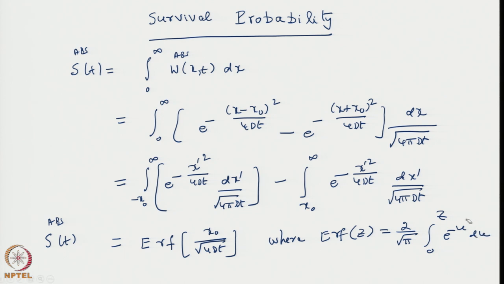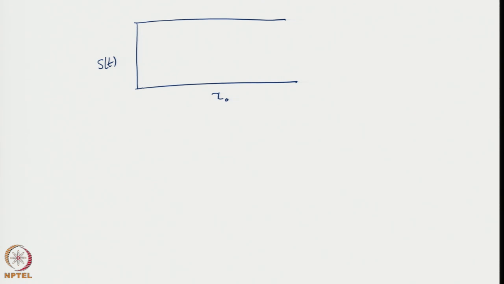So, it is a very well known function, it is well tabulated in handbooks and comes in the theory of errors. So, basically it is a cumulative of a Gaussian function, say cumulative distribution of a Gaussian function suitably represented. So, the survival probability is proportional to the error function. The survival probability can be plotted as a function of x naught and it shows the behavior that for sufficiently large x naught, the survival probability remains 1 at a given time.